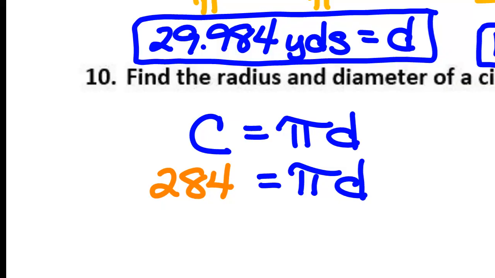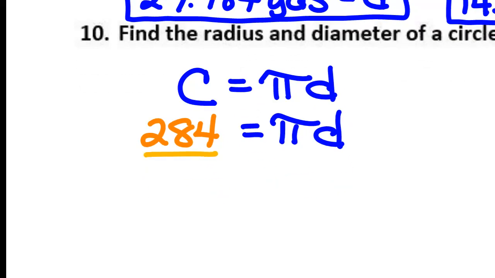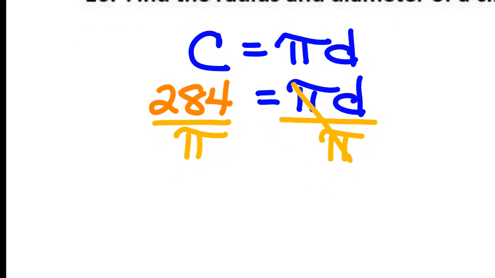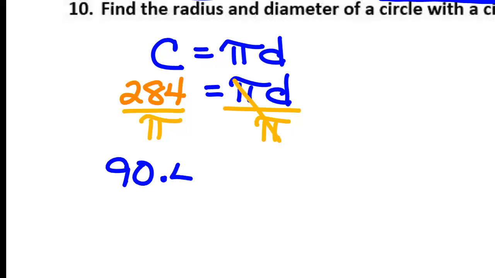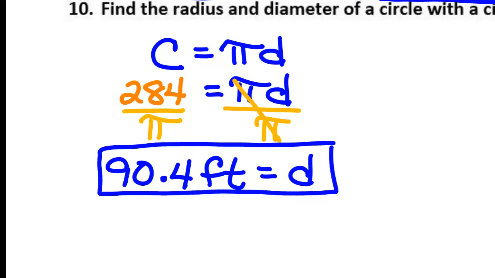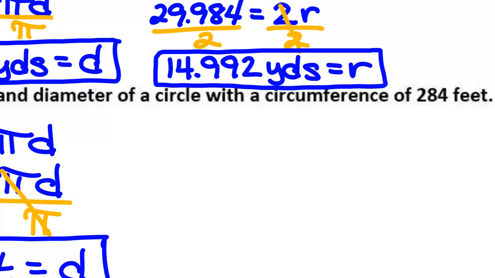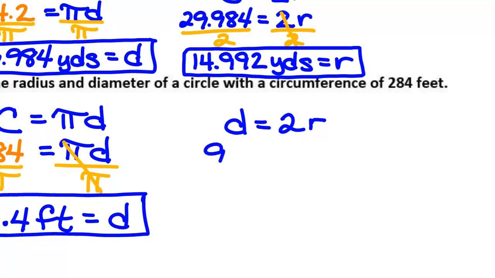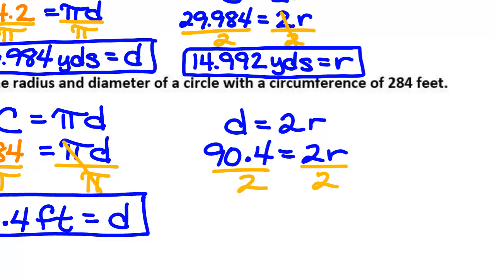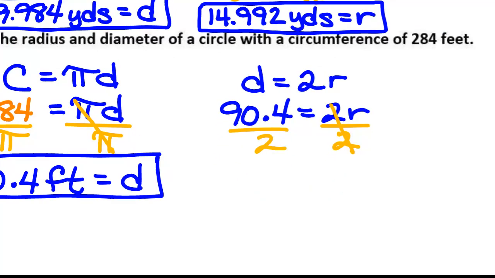What did we get for the diameter? 90.4 feet. Nicely done. And so then what was the radius? 45.2, yes. Diameter equals 2 times the radius. I keep writing pi instead of radius. 90.4 equals 2r. Divide both sides by 2 and you get 45.2 feet.